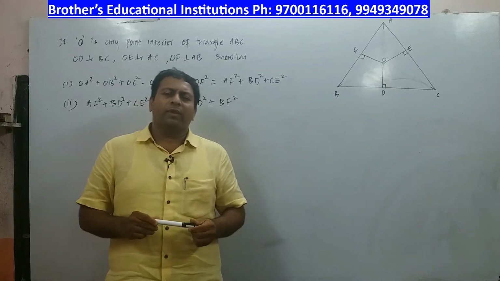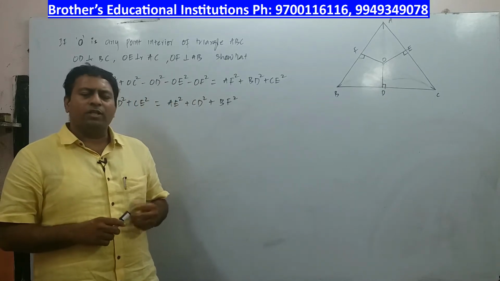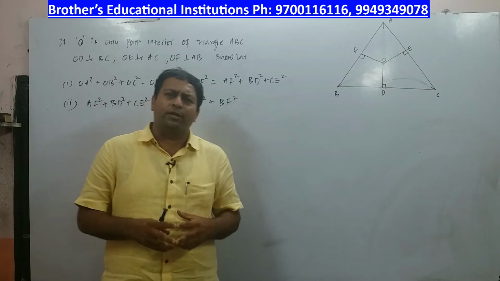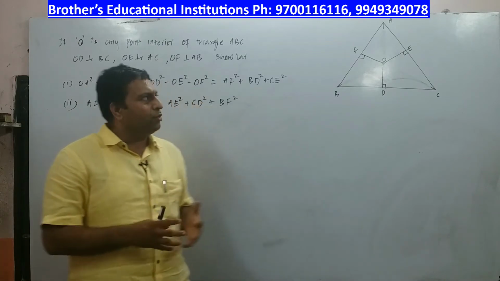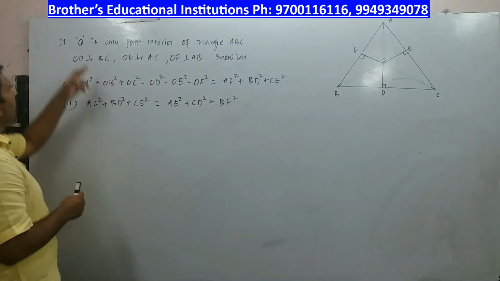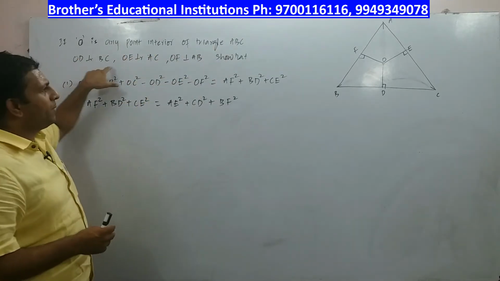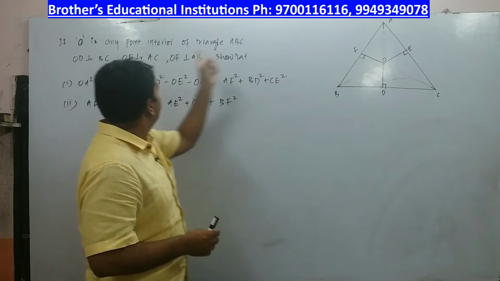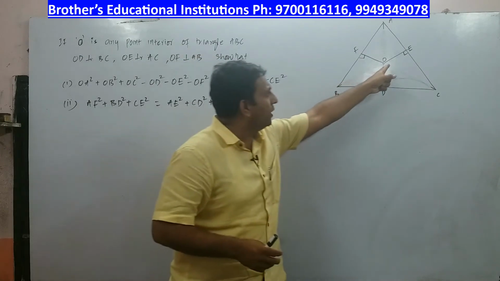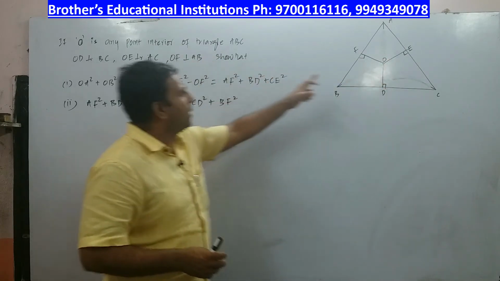Hello children, we will continue with the concept of Pythagoras theorem and the problems related to it. We have a beautiful problem in front of you. O is any point interior of the triangle ABC. OD is perpendicular to BC. OE is perpendicular to AC and OF is perpendicular to AB.